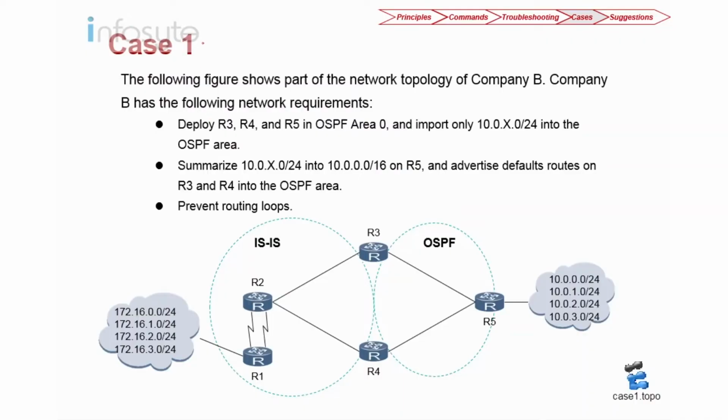Alright, so let's examine case number 1. The following figure shows part of the network topology of company B. Company B has the following network requirements. Altogether we have 3 requirements here. Let's look into the first requirement.